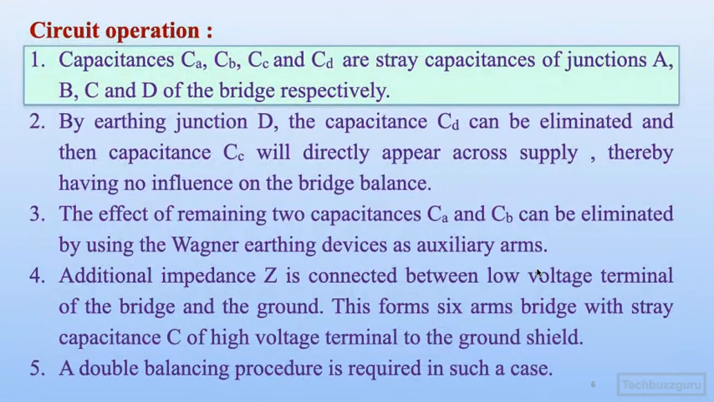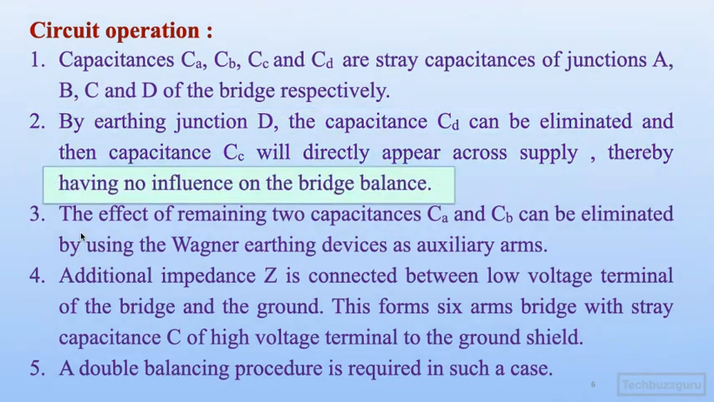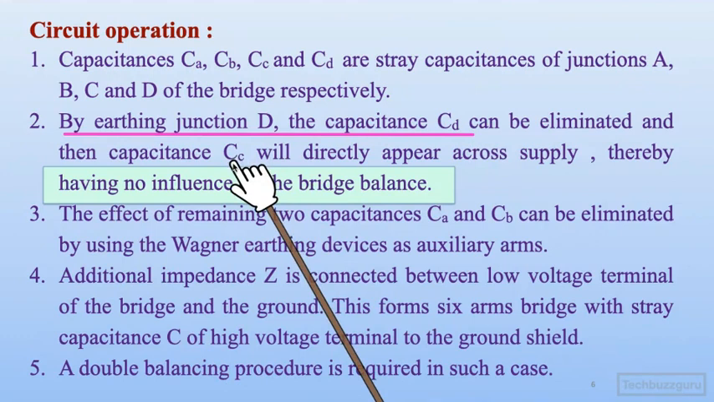Capacitances, it's a matter of revision again, what we have discussed by observing the circuit diagram. Capacitances CA, CB, CC, and CD are stray capacitances of junctions A, B, C, D of the bridge, respectively. Earthing junction D, capacitance CD can be eliminated, and then capacitance CC will directly appear across supply, thereby having no influence on the bridge balance. So I was telling that by earthing the upper terminal, we can remove the influence of the lower terminal ground capacitance on the bridge. Okay.